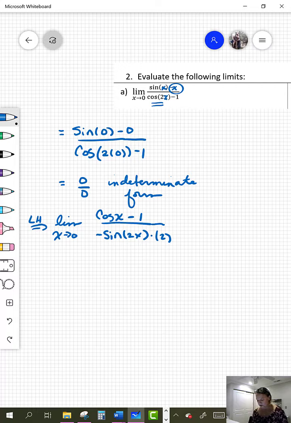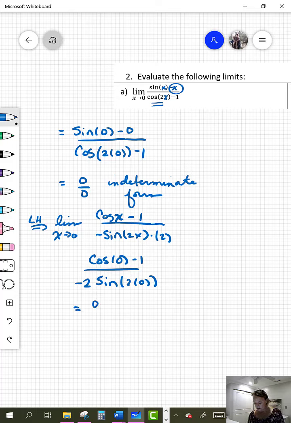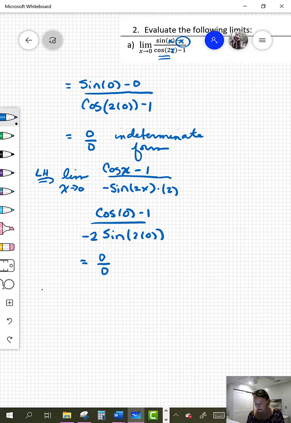So now again, we want to do direct substitution, plugging in 0 wherever we see an x. Doing that, we get cosine of 0 minus 1 all over negative 2 times sine of 2 times 0. Cosine of 0 again is 1. 1 minus 1 in our numerator gives us 0. Sine of 2 times 0 is sine of 0, which is 0. So we get 0 over 0, an indeterminate form. And so we're going to apply L'Hopital's rule a second time.